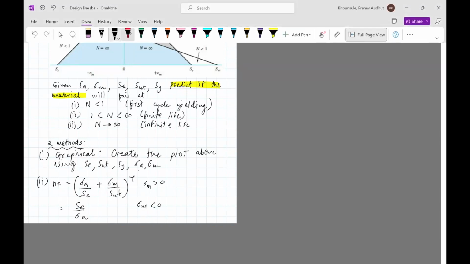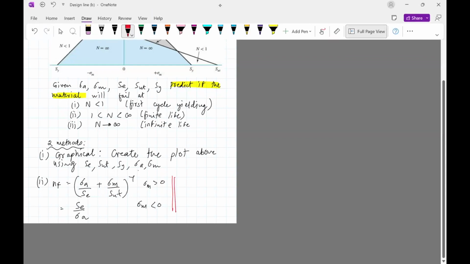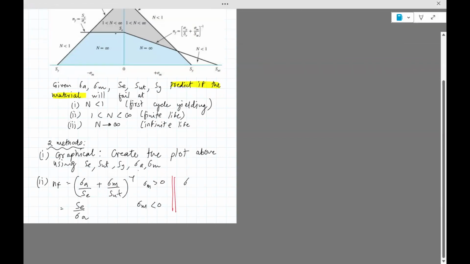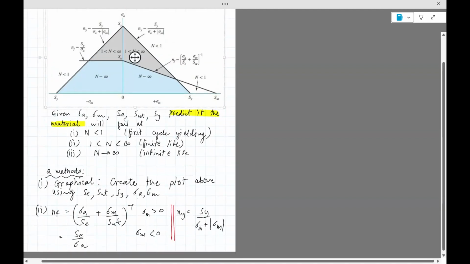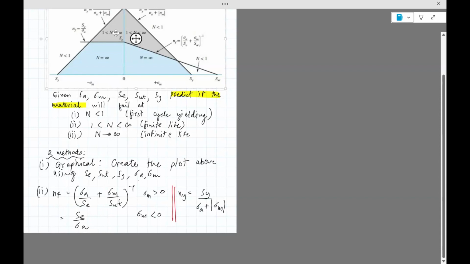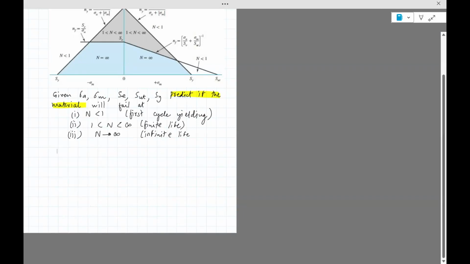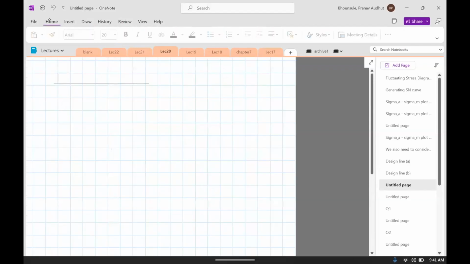And then there is another one for first cycle yielding, which would be NY, which is SY divided by sigma A plus mod sigma M. So first, what we need to do is compute NF and NY using these formulas. And the second step is to determine which region it belongs to, which I will write on the next page.